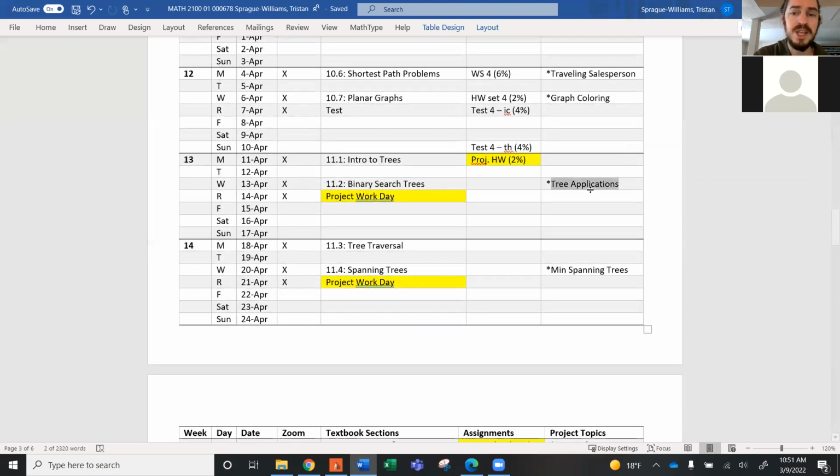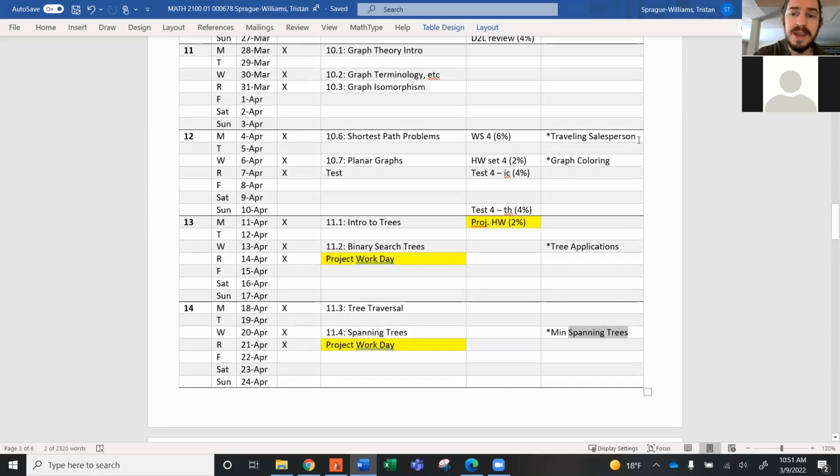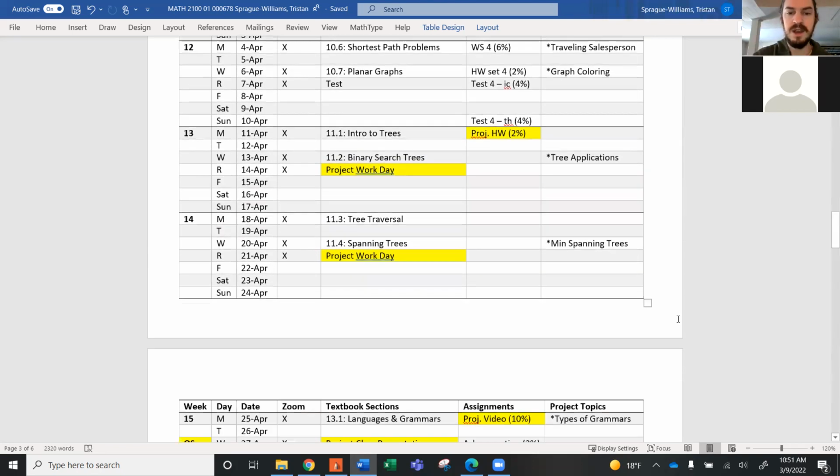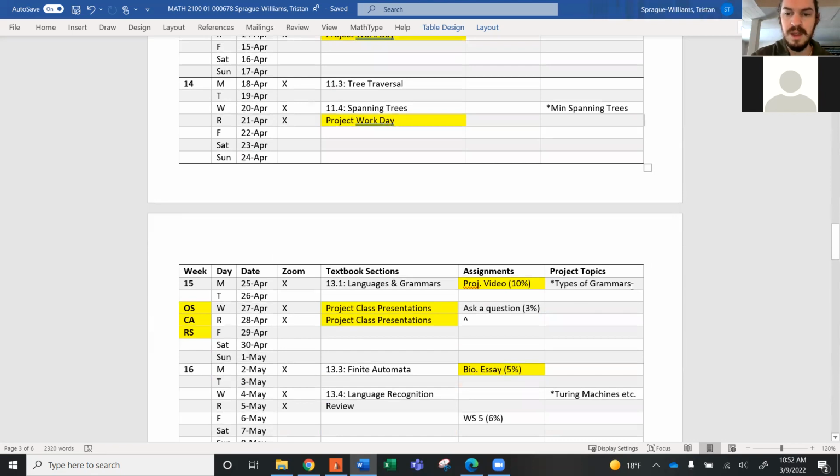There's tons of applications of trees, ways that you can use trees as data structures. So you can do a whole project about that. Minimal spanning trees is kind of related to the traveling salesperson problem. It's again a way to efficiently work your way through a tree structure. Another thing relevant to data structures and efficiency.